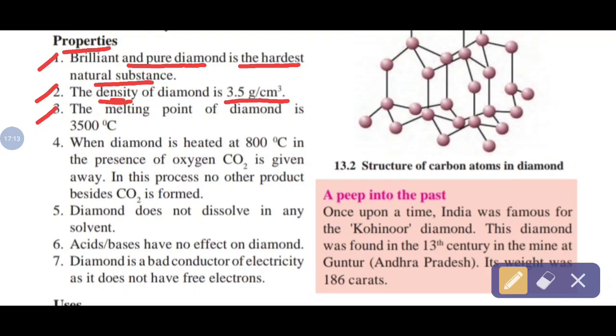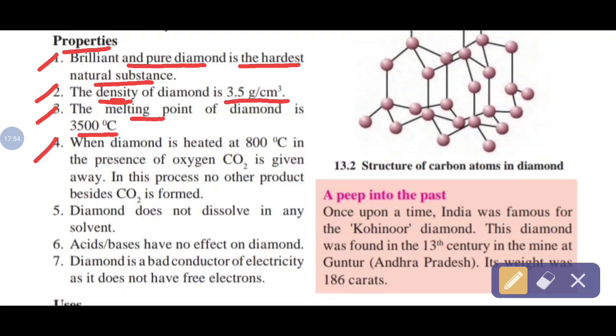The third property is, the melting point of diamond is 3500 degrees Celsius. That is a very high temperature. So in nature, diamonds are not affected by sunlight even in summer. Clear now? The temperature is maximum 45, 46, below 50 degrees Celsius in summer, and that's why there is no effect of that temperature on diamond, because the melting point of diamond is very high, that is 3500 degrees Celsius.